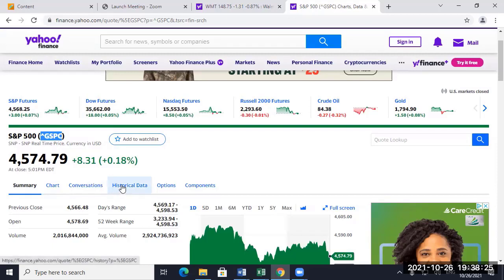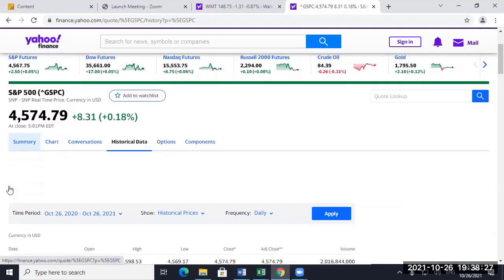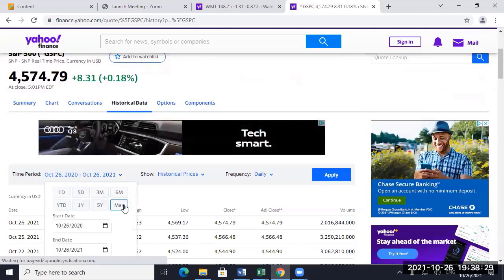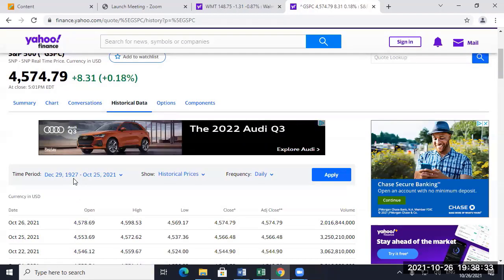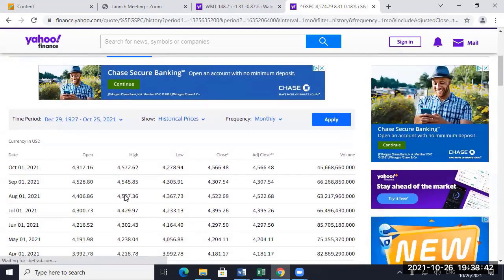So let's do historical data. Again, we're going to go back as far as we can, but you're going to see it says 1927. That'd be really nice. It doesn't exist. S&P doesn't exist that long, but we're not going to get that kind of data. And then we want monthly and apply. And what do you notice is missing?